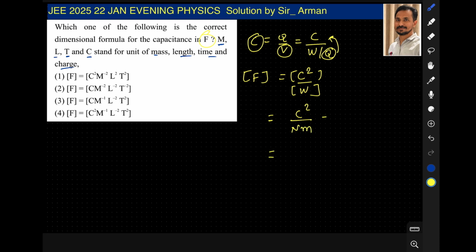Now again we can rewrite this as C square, Newton is M1 L1 T minus 2 and meter is L1. Just rewrite this C square, then M will go up, so it is M minus 1, then L and L we have 2L, so it is L minus 2 and T 2. Now compare with the options. So only two options have C square, option 1 and option 4. Then we have M minus 1 and that M minus 1 is only in option number 4. So that one is the correct one.